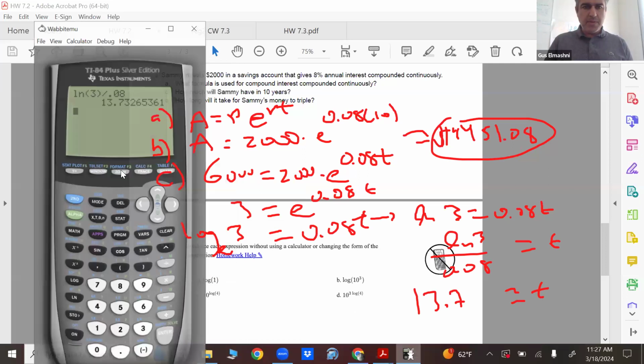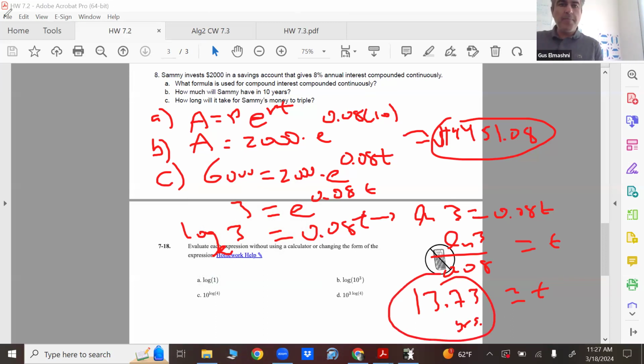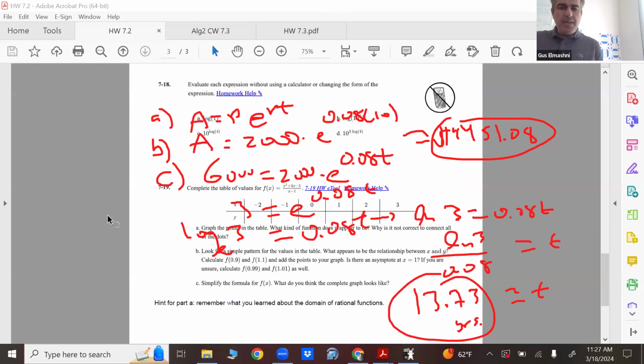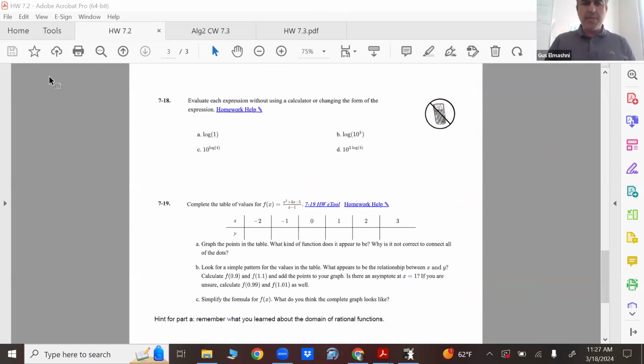Actually, I like to do 2 decimal places. It's like 13.73 years. Okay, so that's number 8, that word problem. Don't forget how to do that stuff. Okay, then we have a couple more problems. For 718, I was going to kind of give you the answers, and I'll kind of just briefly explain them.